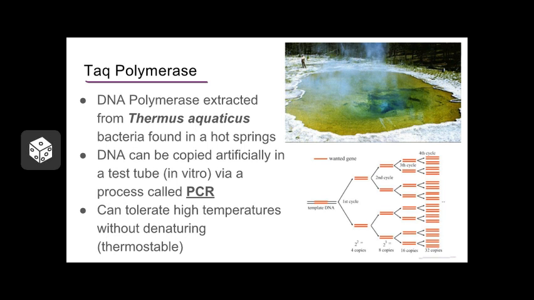If we took DNA polymerase from a human, for instance, and tried to use it in this process, the temperatures involved in PCR would pull it apart and denature it. So we owe a lot to Taq polymerase. It's a very useful enzyme.